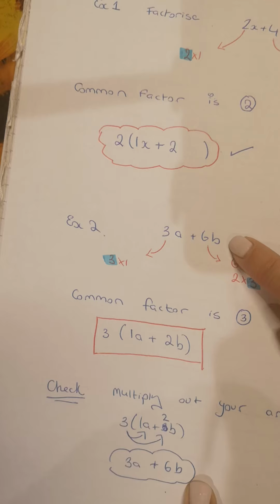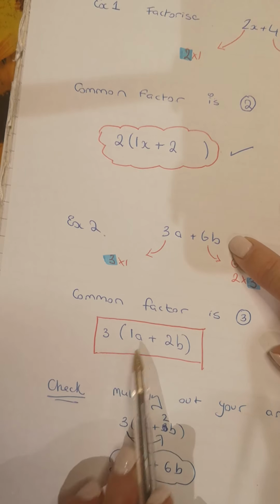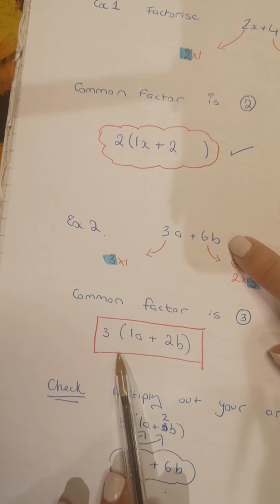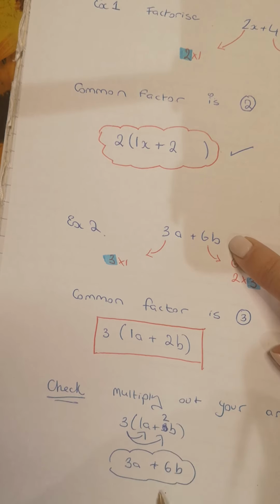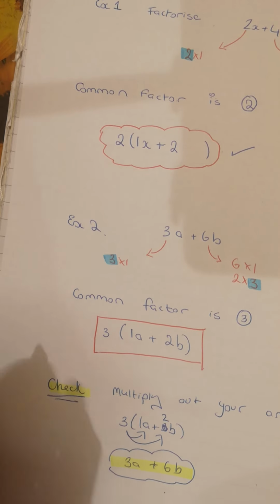So go over that one more time. You have your answer, you want to check it, multiply it out. That by that will give me 3a. That by that will give me 6b. And that check should always be the same as your answer.